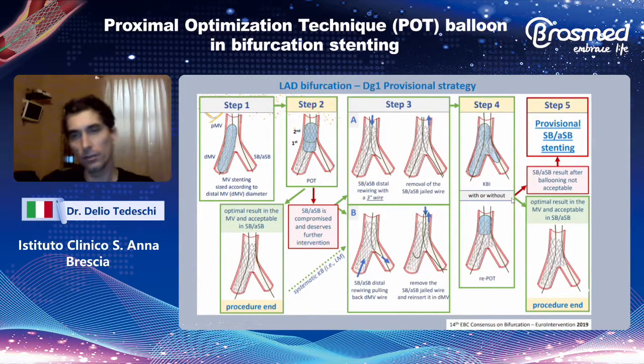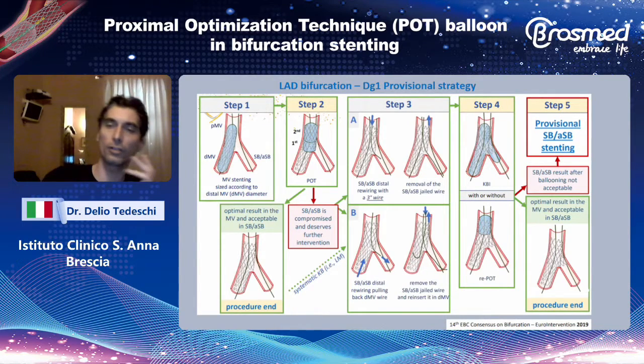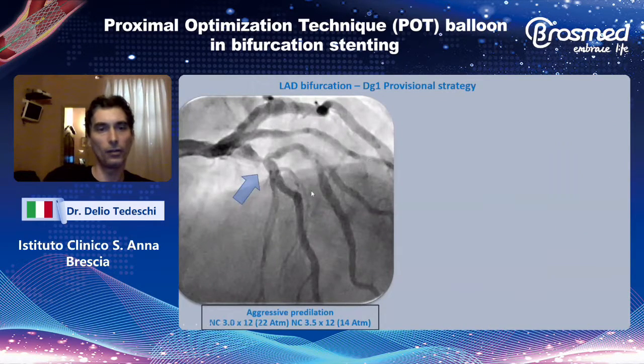During this procedure, my idea was to evaluate the result of the diagonal branch, and in case of good result on the diagonal branch, to treat the secondary bifurcation with a drug-eluting balloon in order to keep easy the procedure. So this was the aggressive predilation of this calcified lesion.